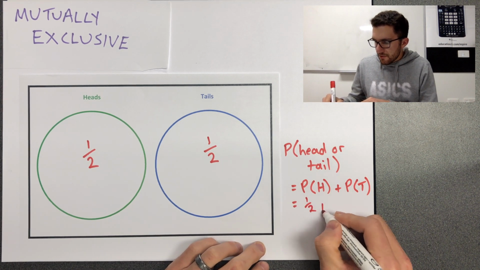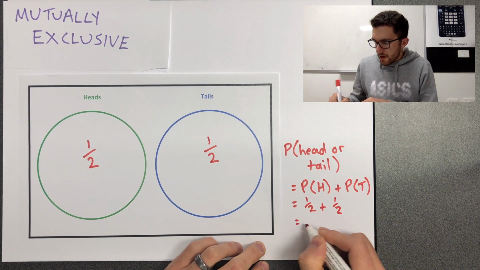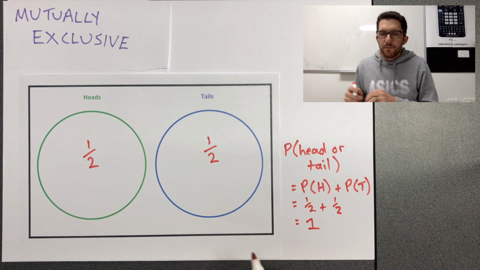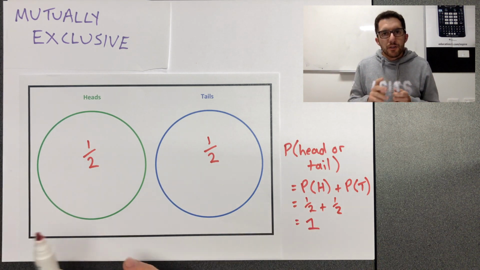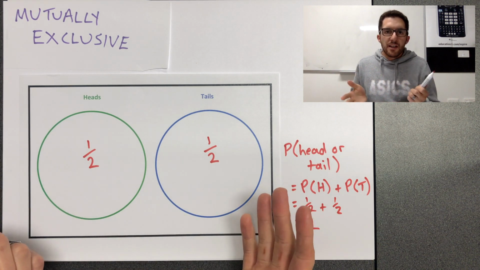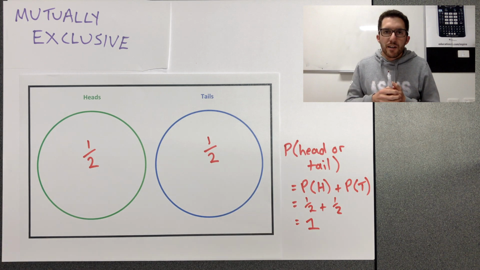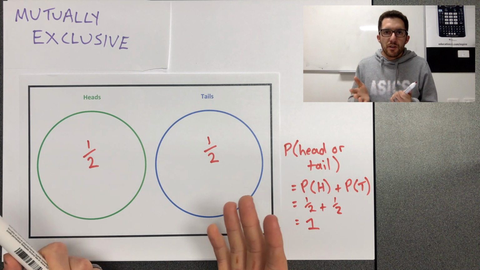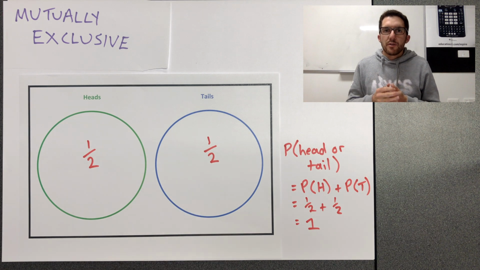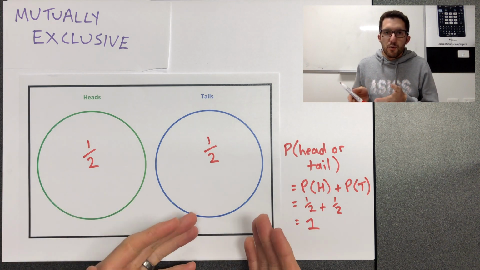Substituting half and half, and we get an answer of 1, which makes sense. Because if you're flipping a coin, you have to get a head or a tail, and getting an answer of 1 represents something that's certain, doesn't it? When you flip a coin, you're certain to either get a head or a tail.